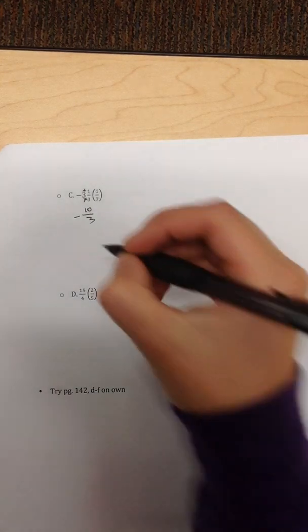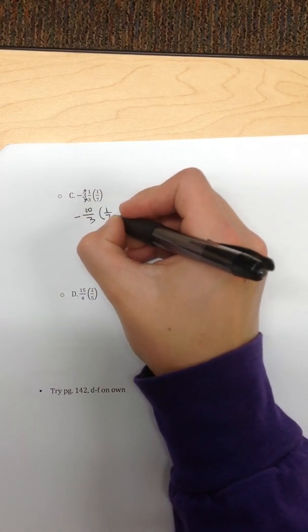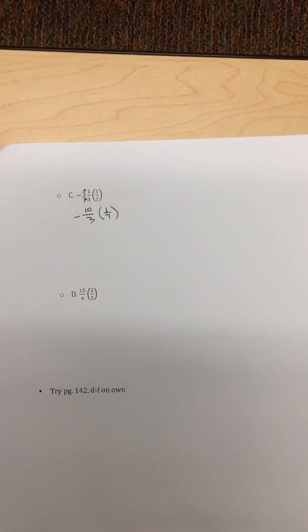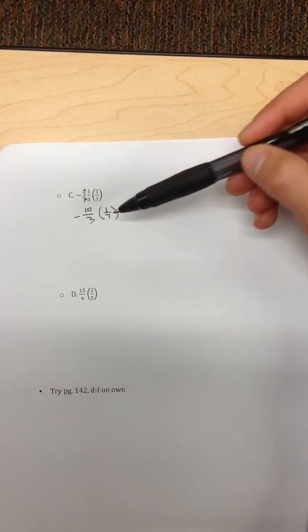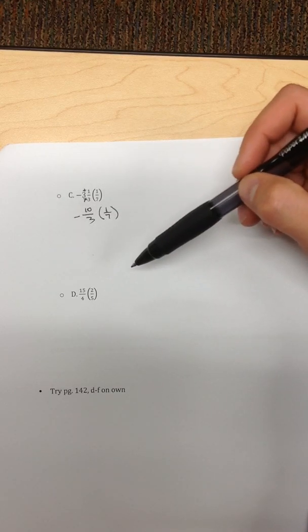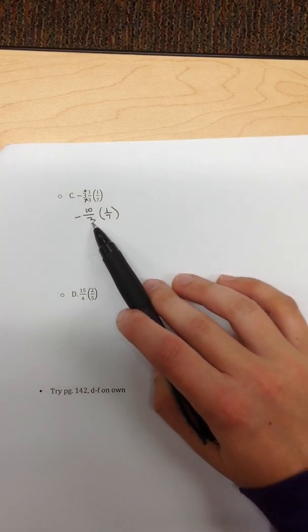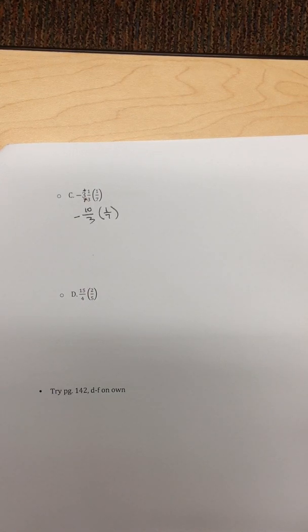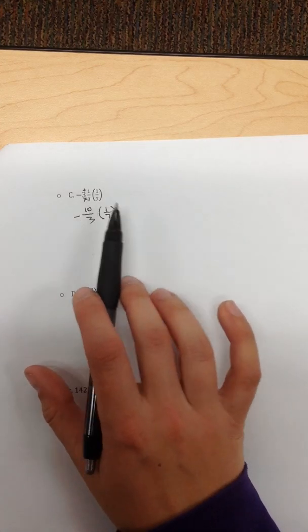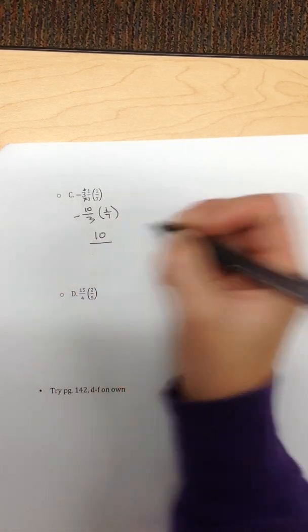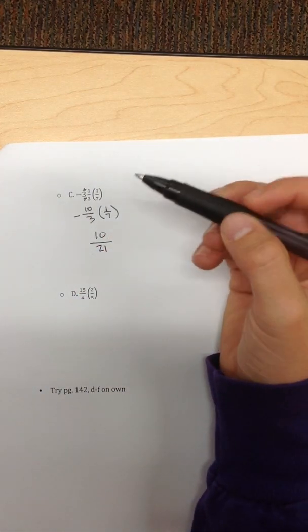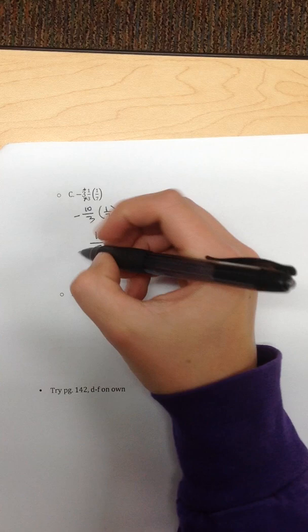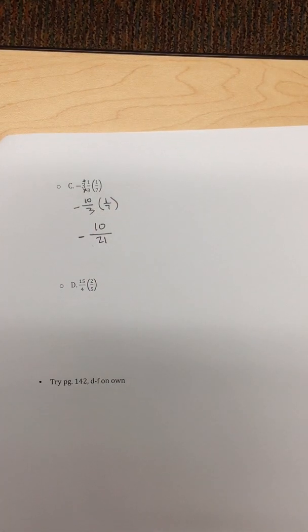So -10/3 times 1/7. So then again, I'm looking crossways to see if I can reduce. So I've got 10 and 7. Well, there's nothing I can pull out of either of those, so I'm going to leave those. 3 and 1. Again, nothing I can pull out of those, so I've got to leave them. Then I do top times top. So 10 times 1 would be 10. Bottom times bottom, 3 times 7 would be 21, and then I'm taking a negative times a positive, so that would be negative 10 over 21.